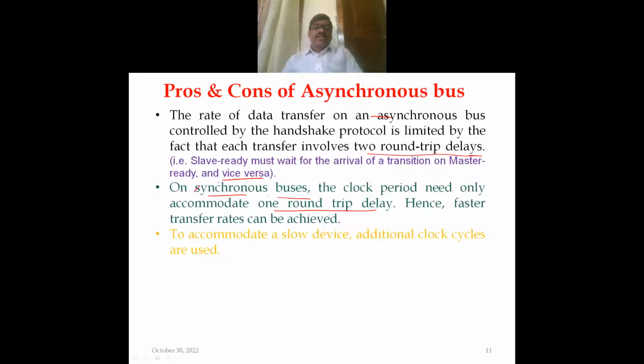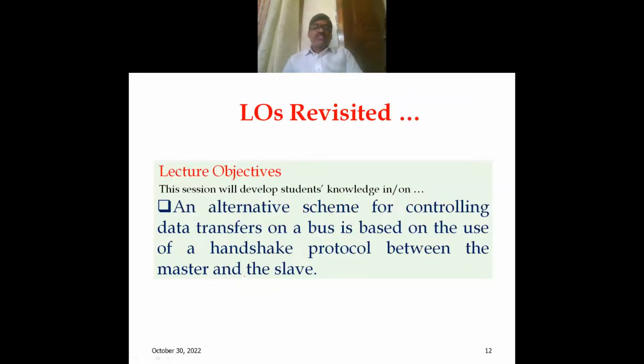In synchronous bus, we will achieve higher data rates. To accommodate a slow device, additional clock cycles are used. Most of today's high-speed buses use a synchronous approach only. Fine. So now the learning objectives are revisited. This session will develop the students' knowledge of an alternative scheme for controlling data transfer on a bus, which is based on the use of a handshake protocol between the master and slave.